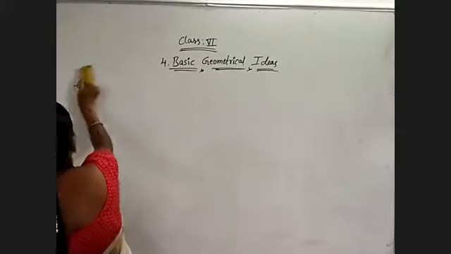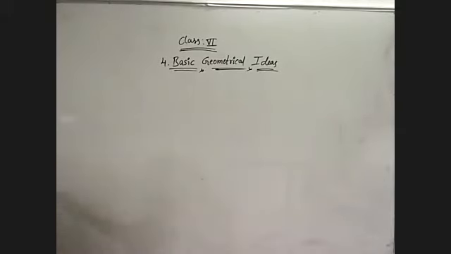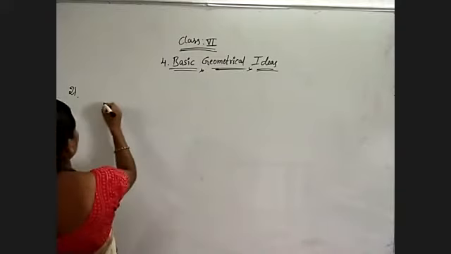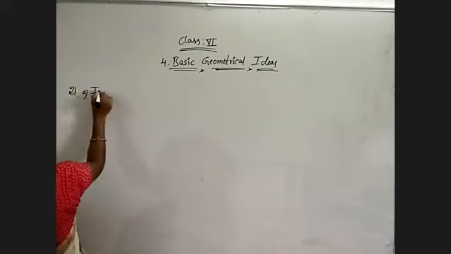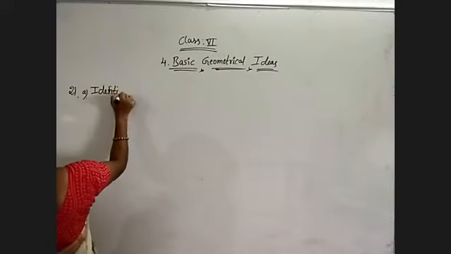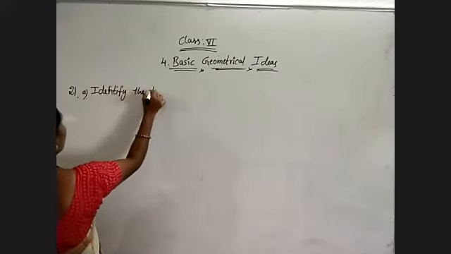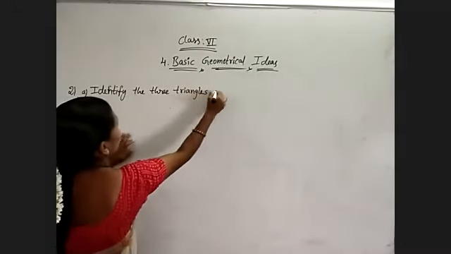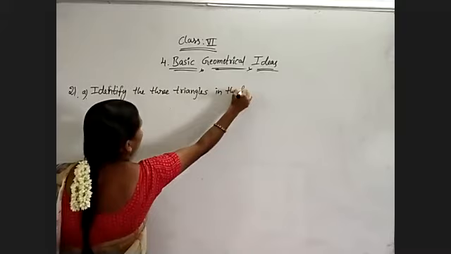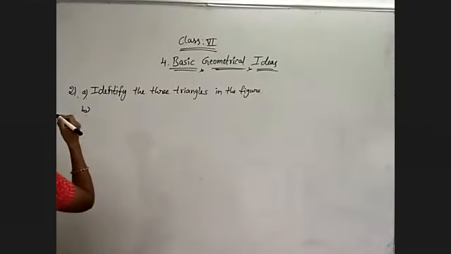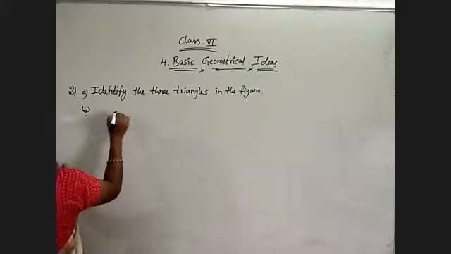Depending on the triangles. Second problem. Identify the triangles in the figure. Identify the three triangles in the figure. So here the figure is also given. And second question, in that figure only, write the names of 7 angles.